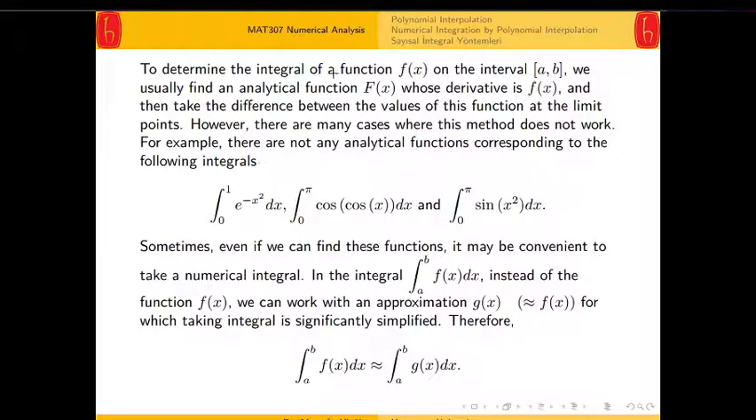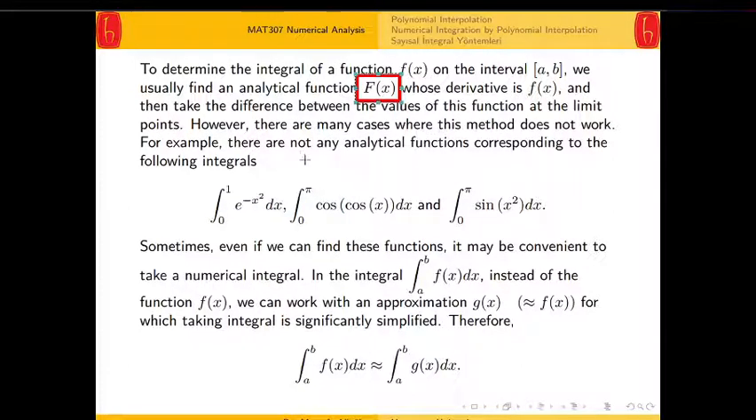To determine the integral of f of x on some interval a to b, we usually find an analytical function F of x whose derivative is f of x. This is the antiderivative of f. And then take the difference between the values of this function at the limit points. However, there are many cases where this method doesn't work.